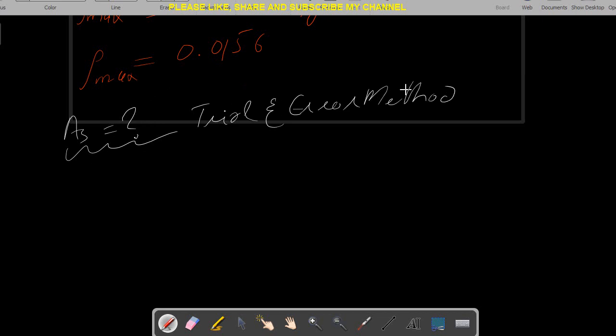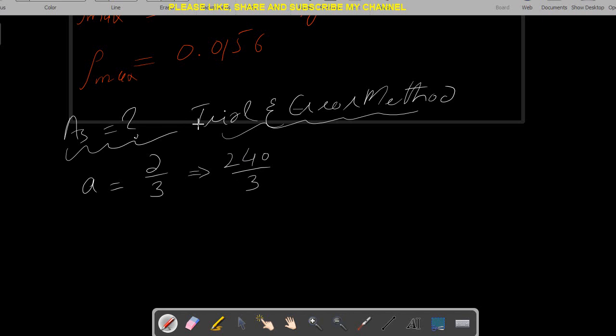In example number 1, I have used all the methods, but here I am using the direct method and the trial and error method. From the trial and error method, let's say I'm assuming a equals d by 3, or 0.2 times our depth. So from this my effective depth will be 240 divided by 3.